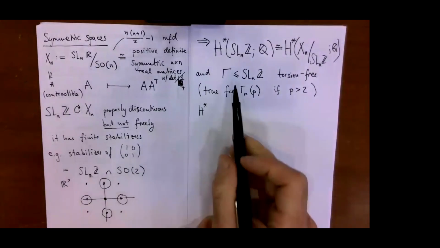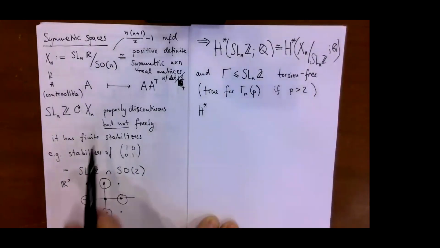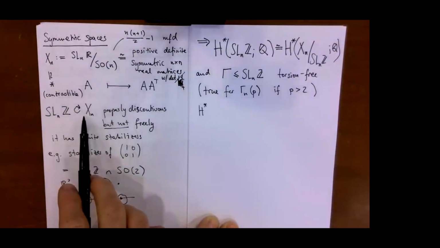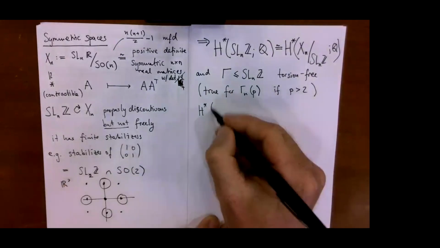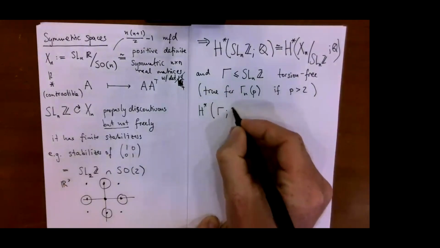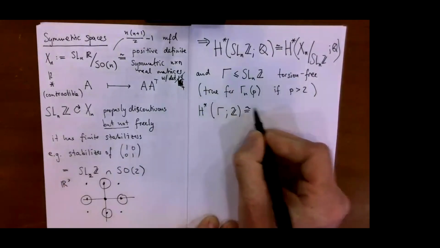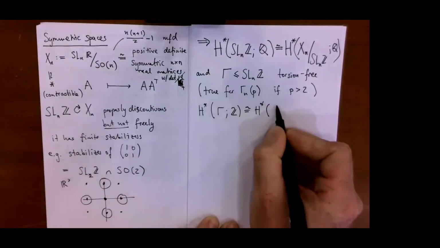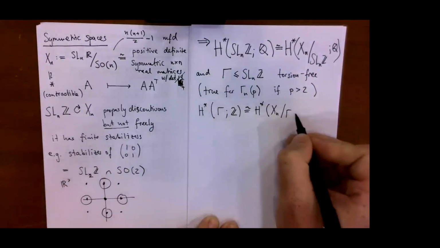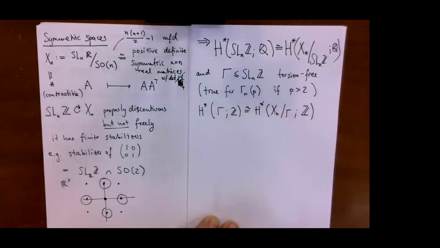So if you have a group that's torsion free, then suddenly this action becomes free. And so we can, in fact, say that for this group, we can take integer coefficients and get the homology like this. All right. So this is all grand, as Graham would say.